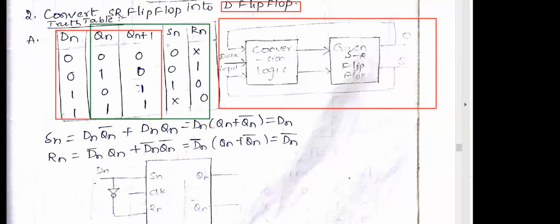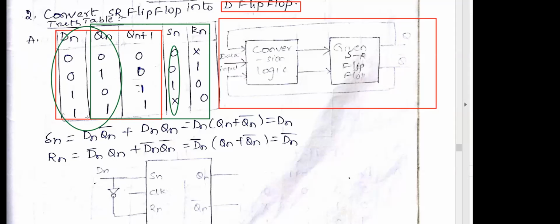This is the output equation for S with reference to the inputs. D and Qn are the inputs. Q of n plus 1 is always the next state. Next state is nothing but the output now. We have to take the inputs as D and Qn.